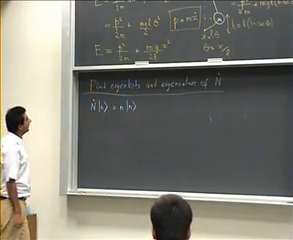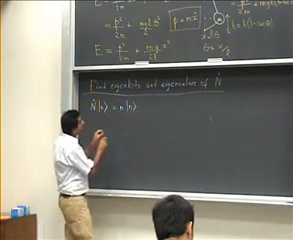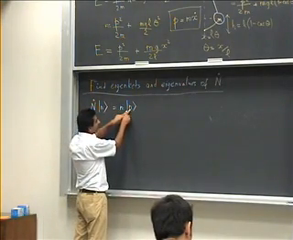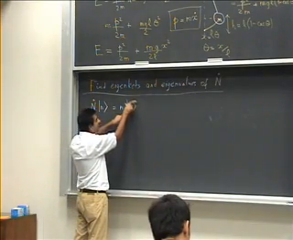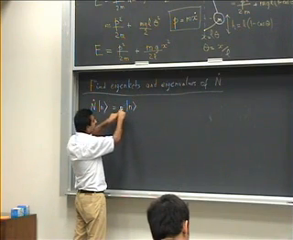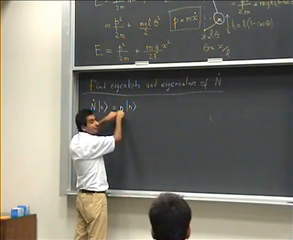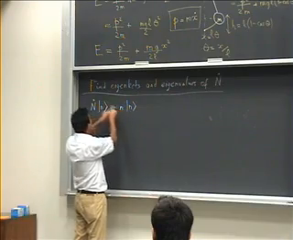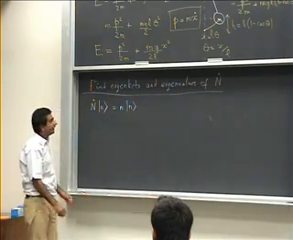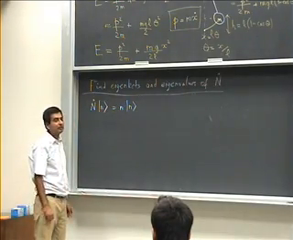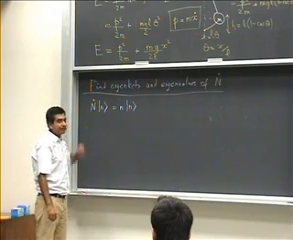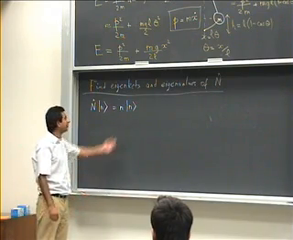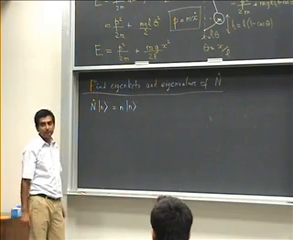Alright. Now we need to find out. Remember that this is just a label. This is a label for the eigenket of the number operator, and this is some non-zero number, which is the eigenvalue of the number operator. Now we need to find out the eigenkets, and we need to find out what these eigenvalues correspond to.